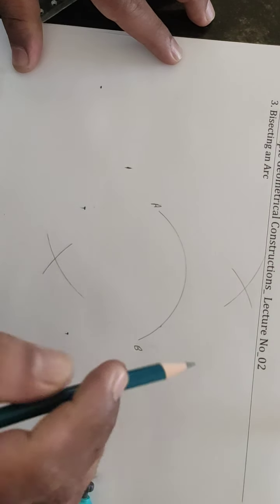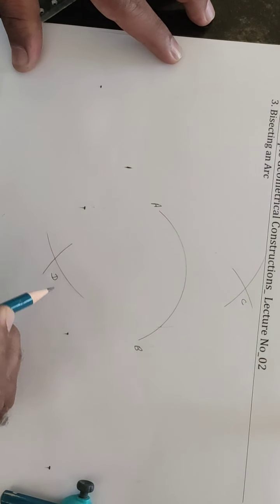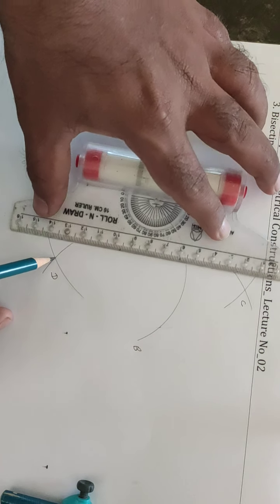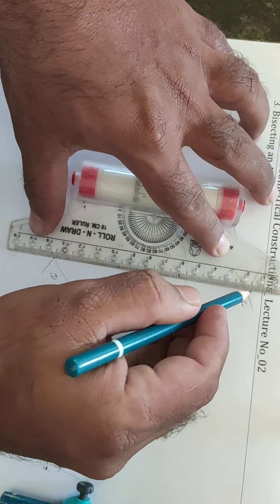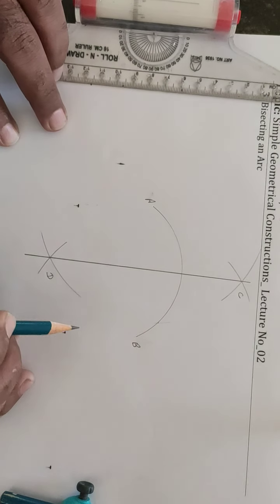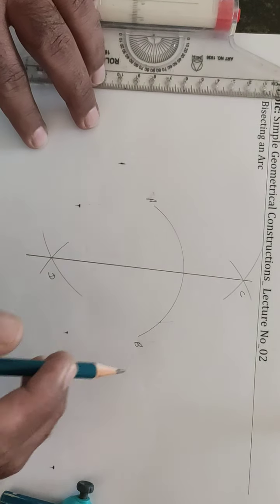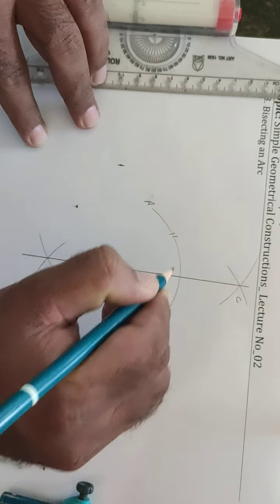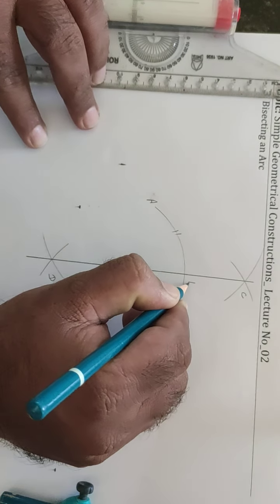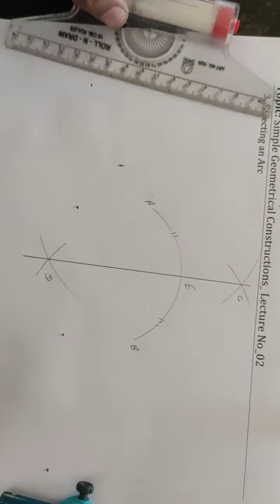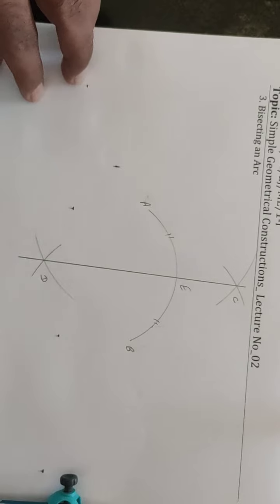Now we got 2 points. Suppose this is point C, this is point D. We join these 2 points, C and D, like this. Now this arc gets divided into two parts. These are the two equal parts. Suppose this point is E. Now arc AE is equal to arc EB. It's a very simple construction.